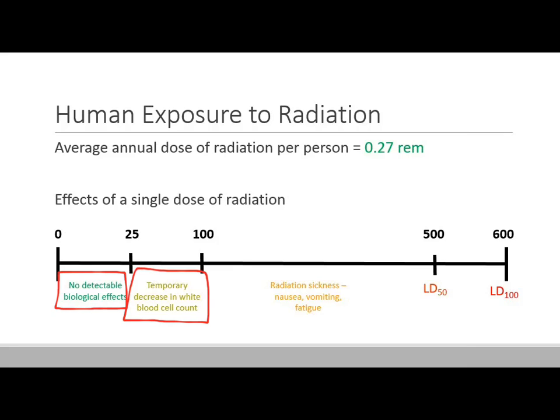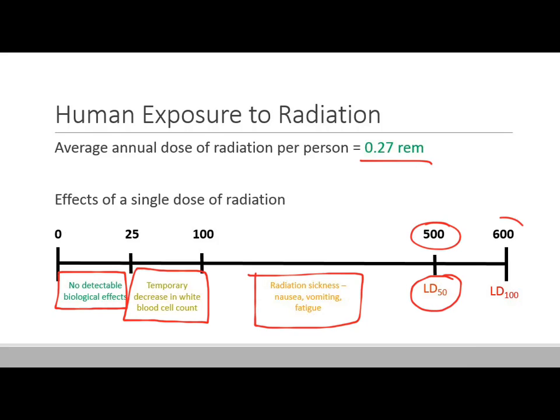If you're exposed to between 100 and 500 rems, which is a lot, remember that you're only exposed to about 0.27 annually. But if you're exposed to that much, you typically get radiation sickness, nausea, vomiting, fatigue, and so forth. If I just opened up a briefcase and somehow exposed myself, or a group of people, to 500 rems all in one sitting, that's known as the LD50, the lethal dose for 50% of the population. So 50% of that group of people would be dead within a month by getting exposed to 500 rems of radiation in one sitting.